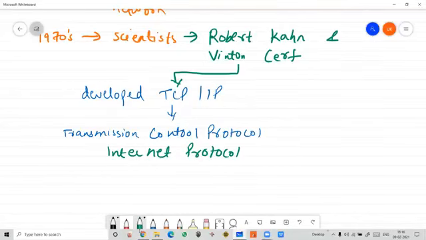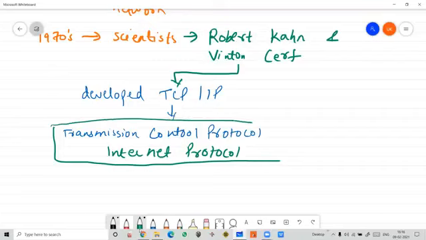Okay, these two protocols together make your internet. So here's what happens, students. TCP/IP is a communication model that sets standards for how data could be transmitted between multiple networks.